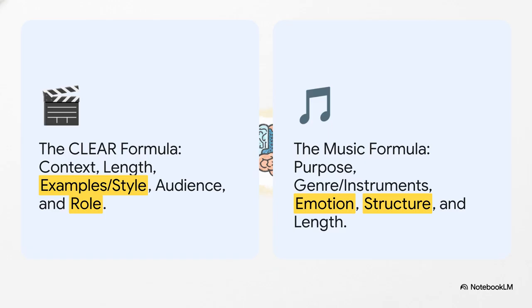There's a great little framework called the CLEAR formula. You give it C for context, the who, what, where. L is for length. E is for examples or style, like, say, in the style of a grainy black and white newsreel. A is for audience, which helps set the tone. And finally, R is for your role, where you get to be the director and call out things like camera moves. See, it's pretty much the same logic as the music prompt, just with different creative dials to turn.